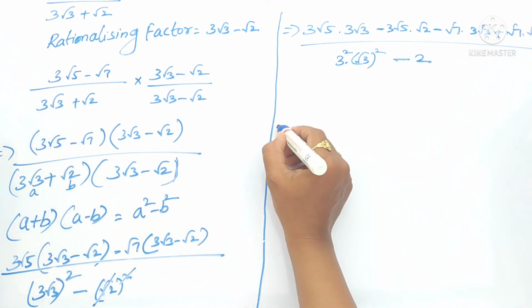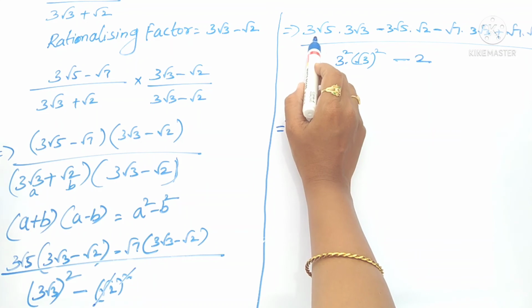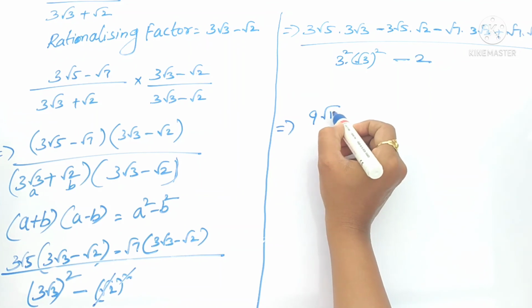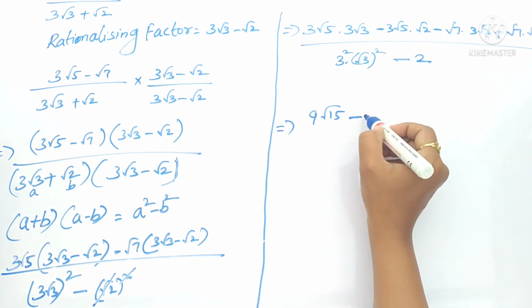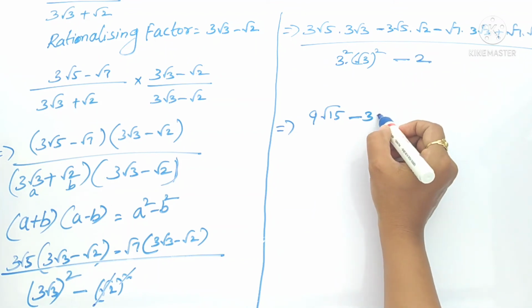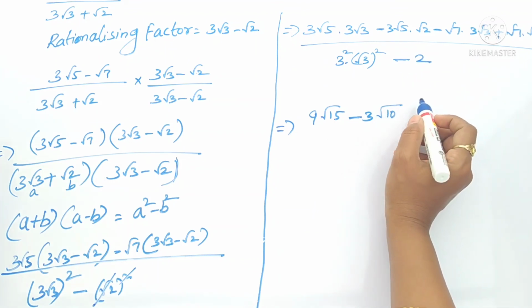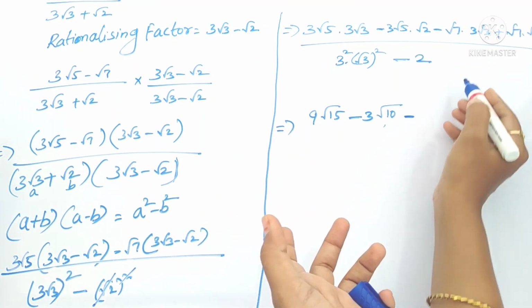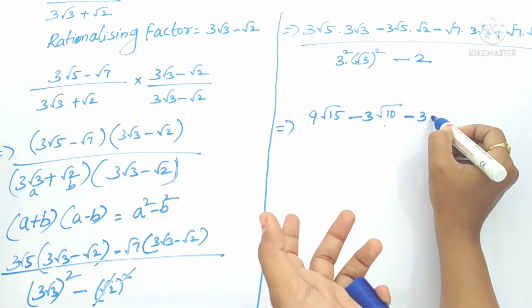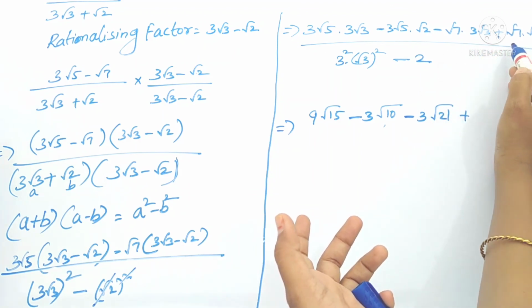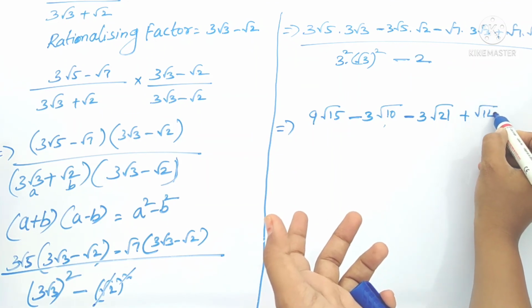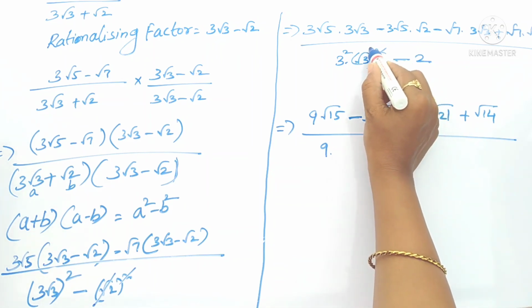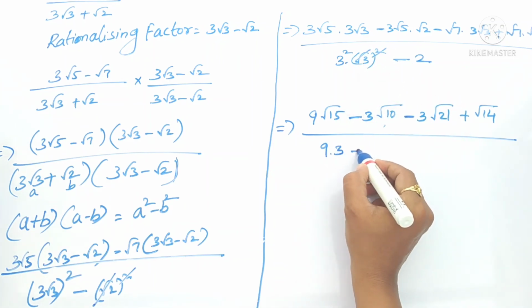This is minus 2. So here the numerator, 3 into 3 is 9, root 5 into root 3 is root 15, minus 3 root 5 into root 2 is root 10. Just a simple multiplication, both have square root, so the result also has square root. Minus here 3 7s are 21, plus 7 2s are 14, root 14, by 3 square 9. Here also square root will get cancelled, 9 into 3 minus 2.